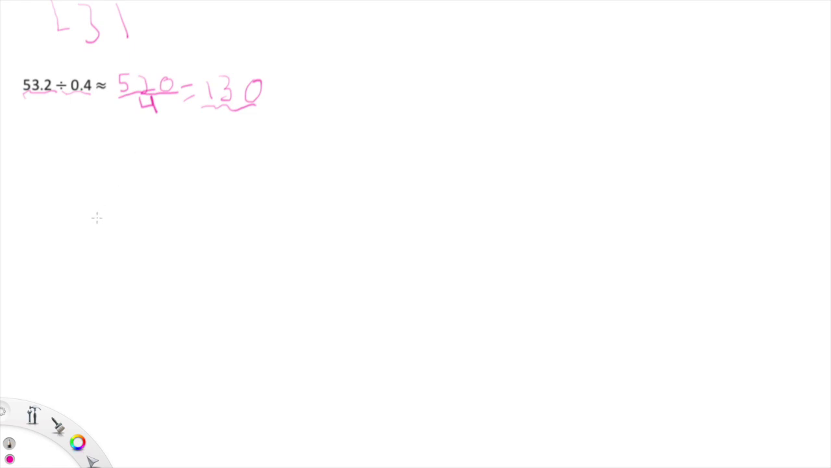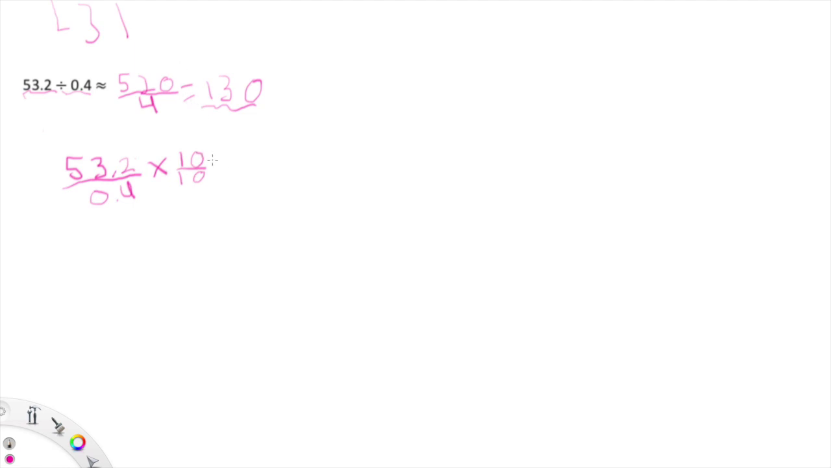Done with that. And so now we have to make this into a fraction. So we're going to do 532.2 over 0.4. And then now to make these decimals into normal numbers, we have to multiply it by some other fraction that's equivalent to 1 whole. And we're going to do 10 over 10.